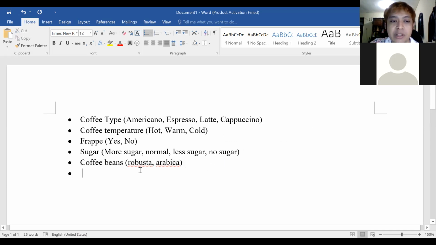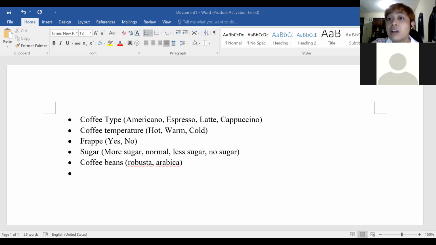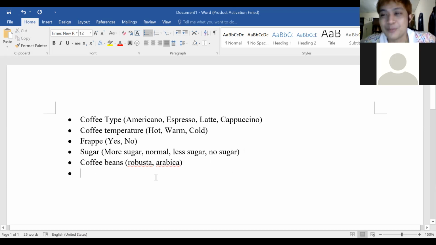Justin, the coffee beans, which one do you like? Arabica or Robusta? I go for Arabica. Okay, young people, I go for Robusta. My favorite one is actually Robusta, but sometimes I go for Robusta or Barako.